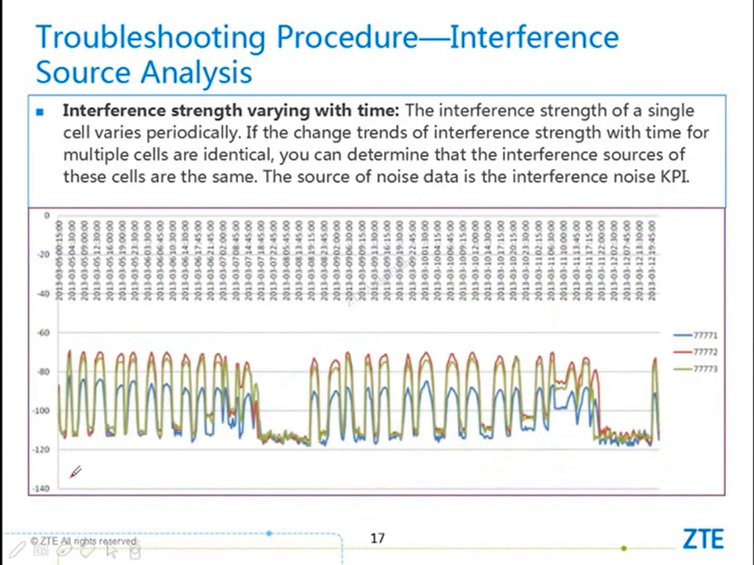Or you can also see this curve, which is about interference over time. If you look at these 3 cells, the peaks of the interference over time are almost the same. Then we can also think the interference comes from inter-RAT, also because they have the same interference source.